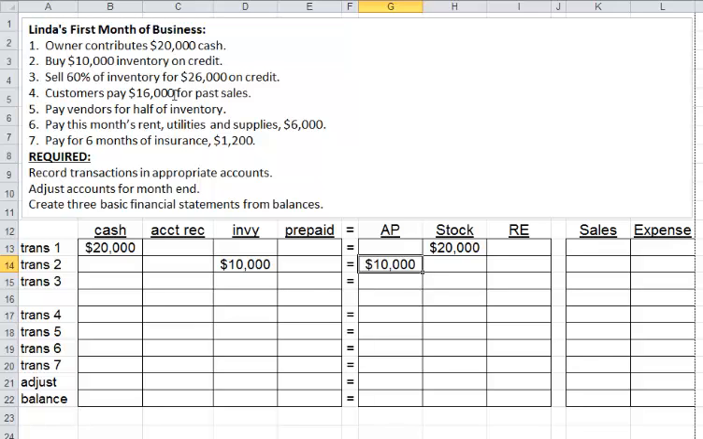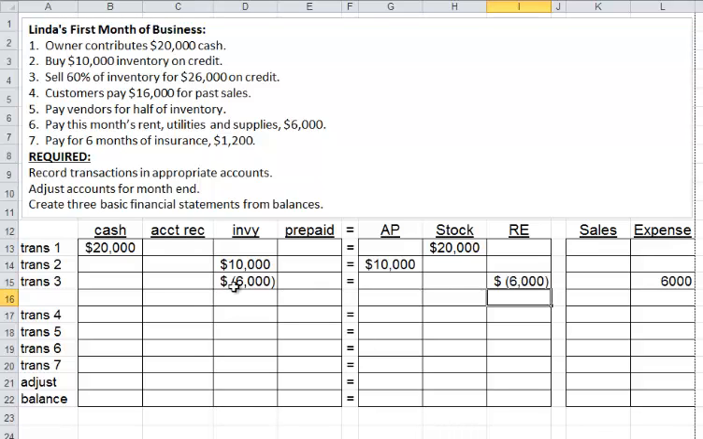Okay, so now we're going to sell 60% of the inventory. So here we have $10,000 inventory. We're going to sell 60% of it. Okay, and that's going to then become cost of goods sold. And cost of goods sold is going to reduce retained earnings. So now the accounting equation is still in balance.